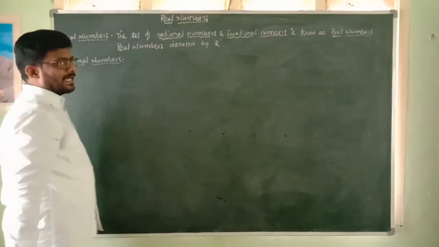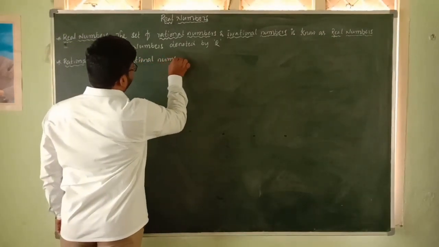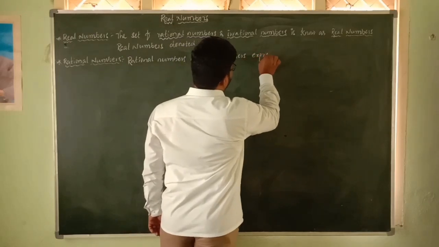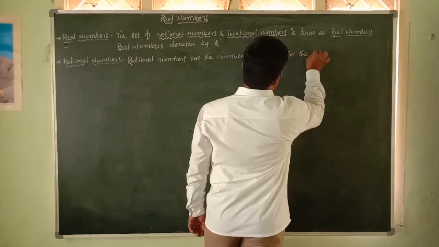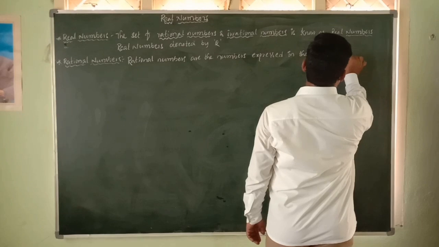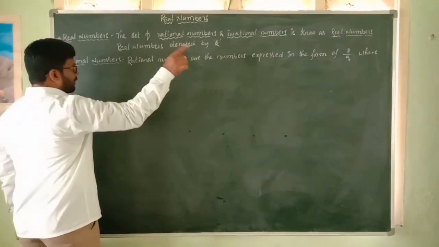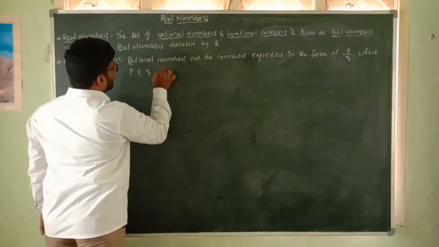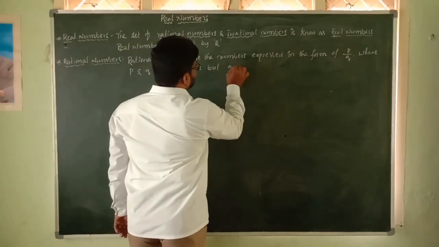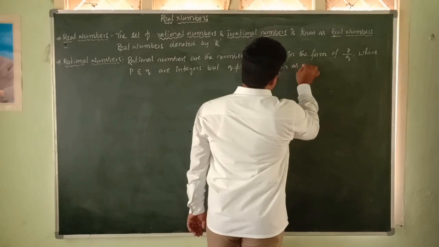Rational numbers are the numbers expressed in the form of P divided by Q, where P and Q are integers, but Q is not equal to 0, and are known as rational numbers.